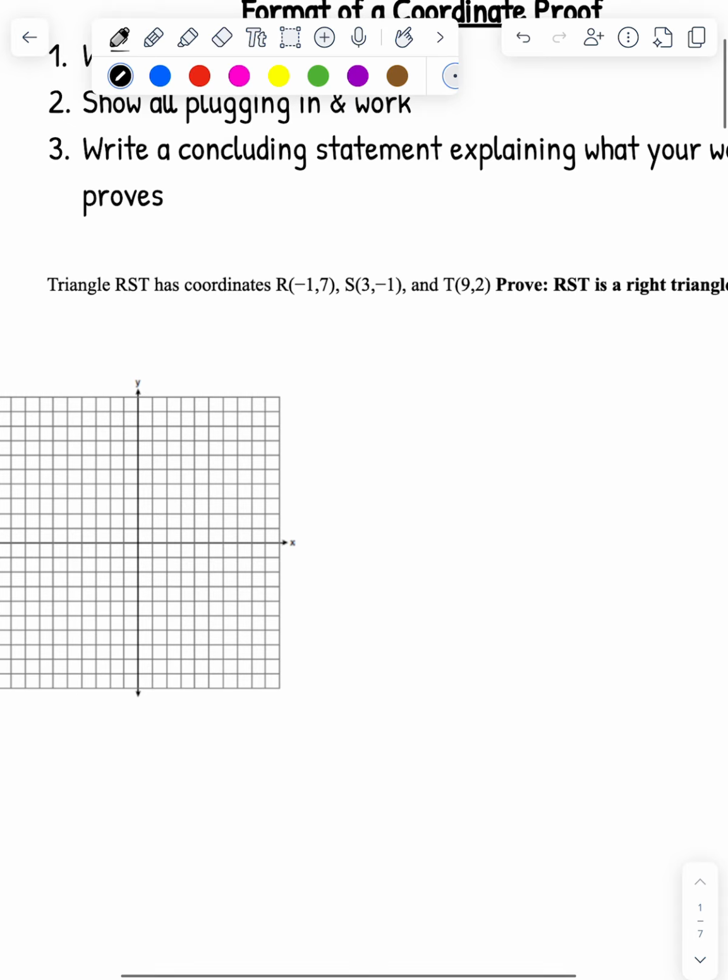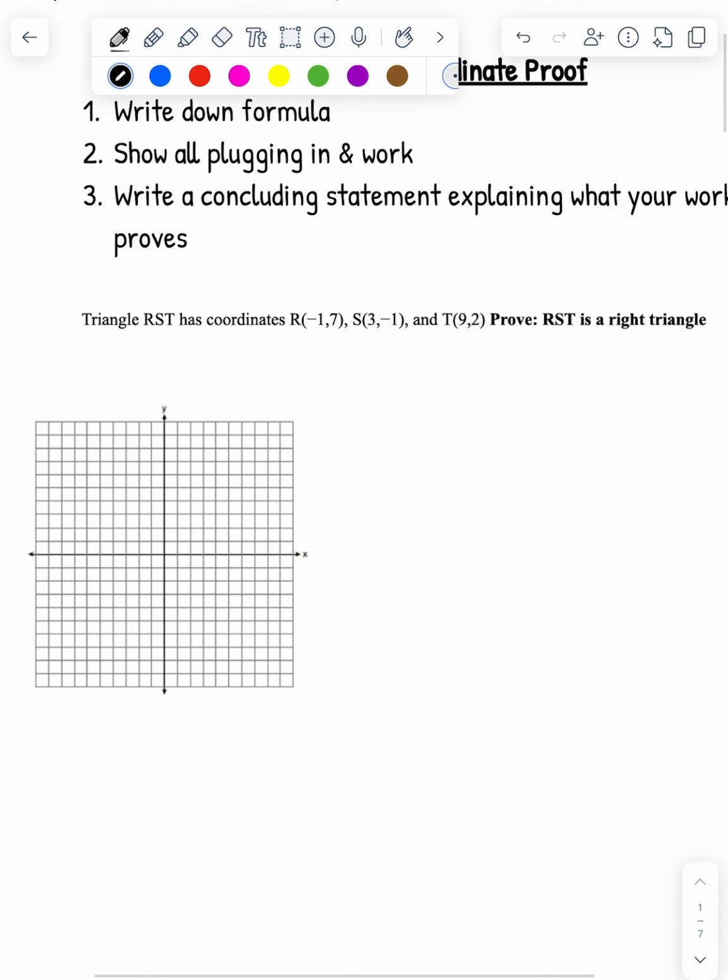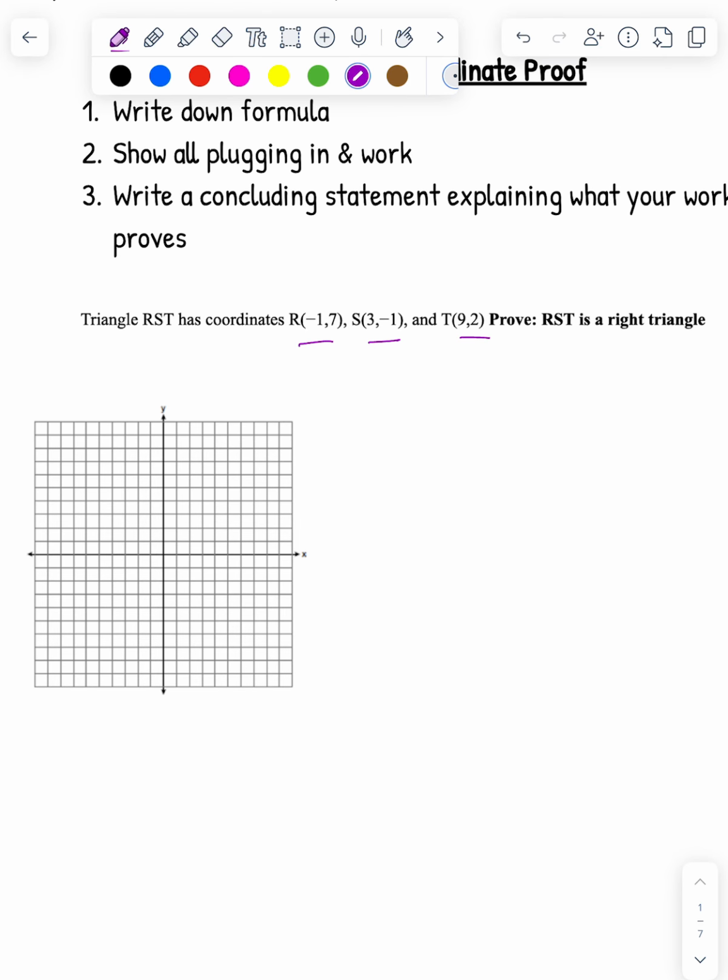So here in this example, we have triangle RST, and I'm going to take a second and graph the triangle. And already I can see that this is going to be a coordinate geometry question because we are given coordinates. They do give us a coordinate grid, which is always optional, but I do recommend graphing so you could see better what you're working with. So there's point R, point S, and then finally point T.